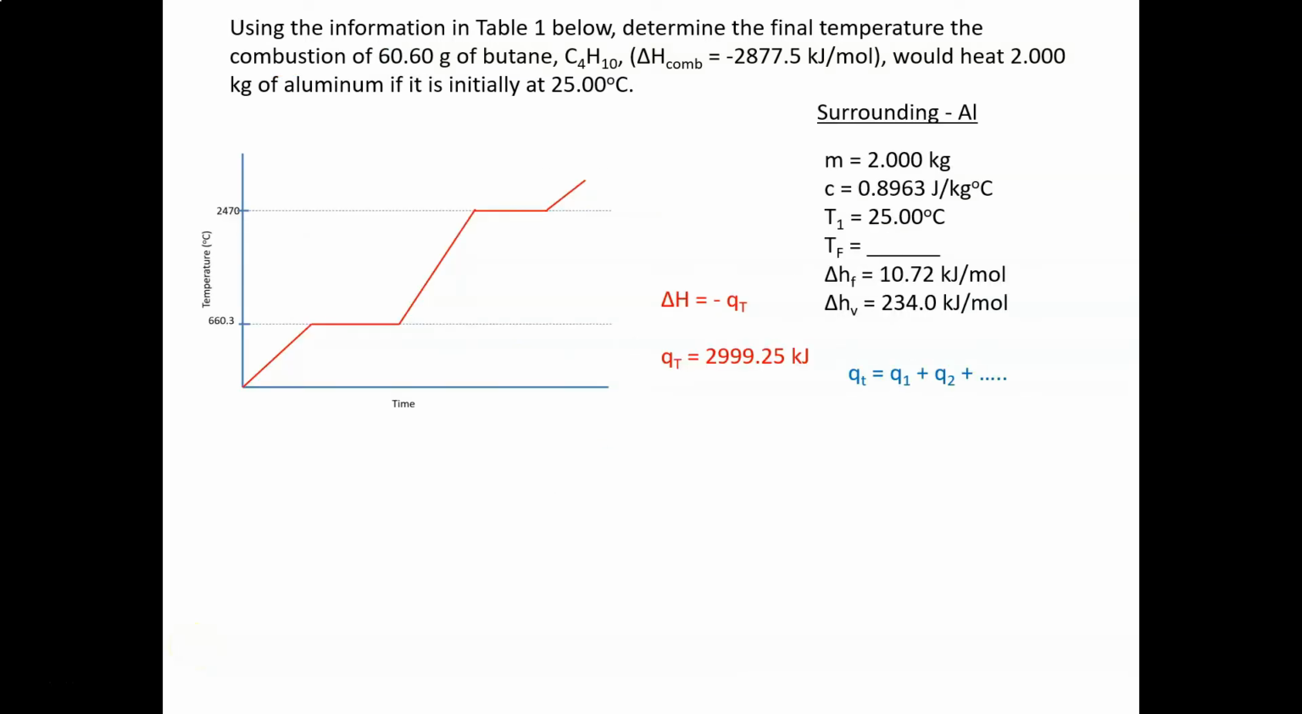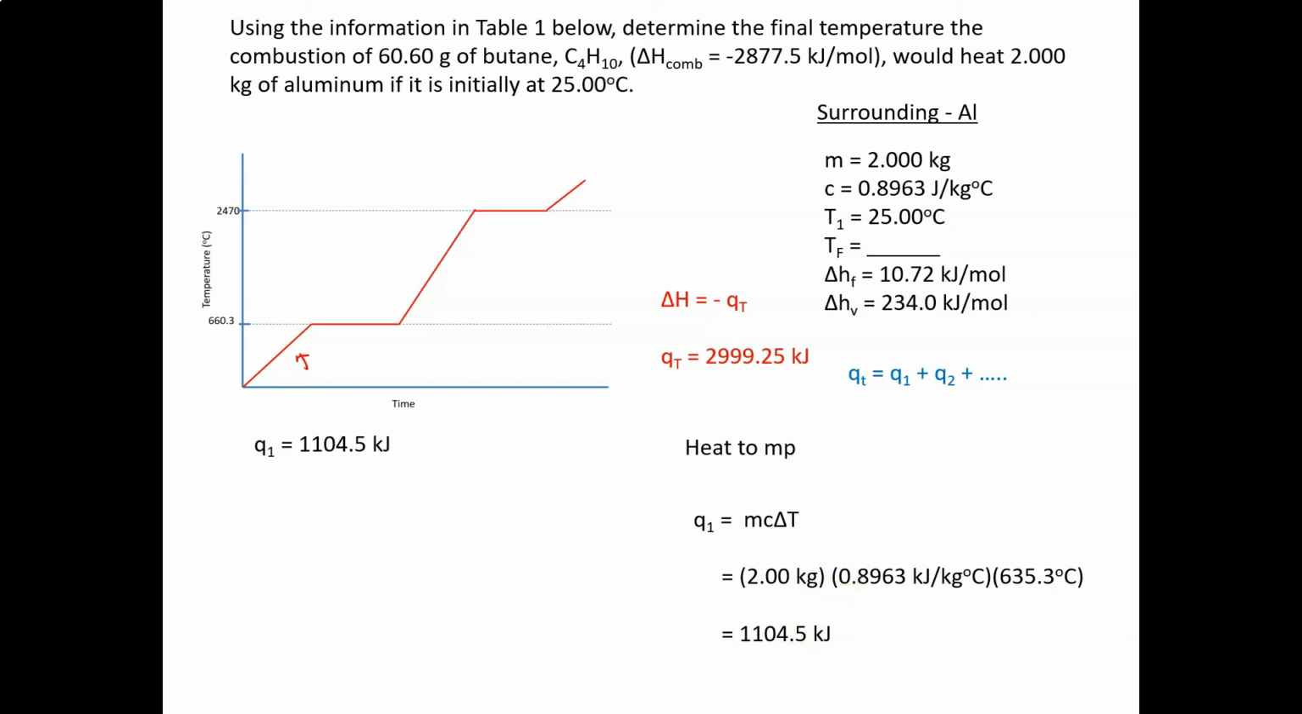Now that we know how much energy we have in total, we can now start looking at using it for our different regions of our heating curve. And so our first step will be to see how much energy is required to heat my 2 kilograms to its melting point. Okay, and so we know that energy in this region is calculated by Q is equal to mC delta T, where I have my temperature change from 25 to its melting point, and I find that it requires 1,104.5 kilojoules. So that's how much I need to get to its melting point.